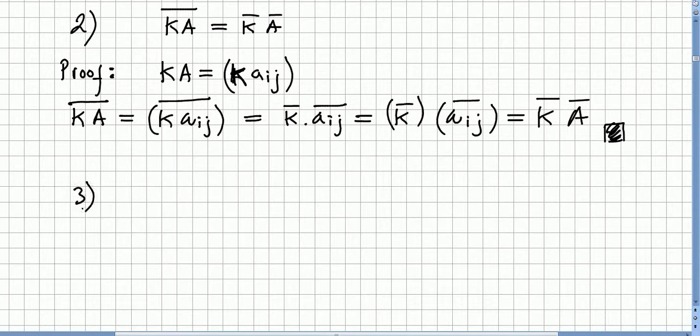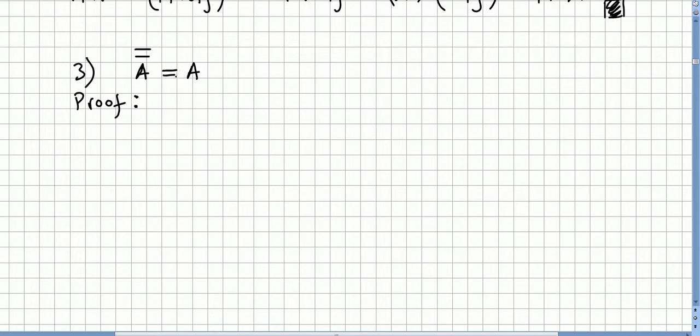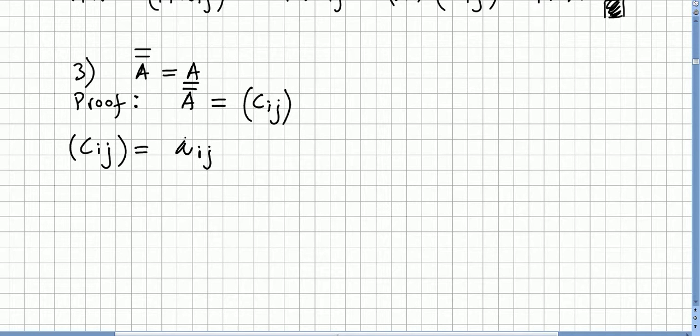Okay, let us take the third one. The third property says the conjugate of the conjugate is the matrix. This one is really easy. First we are going to call the conjugate Cij. But let us see what Cij is. Cij is nothing but Aij conjugate. Now we conjugate the entries here. The conjugate of the conjugate is A itself, so this will be Aij on every single entry here.